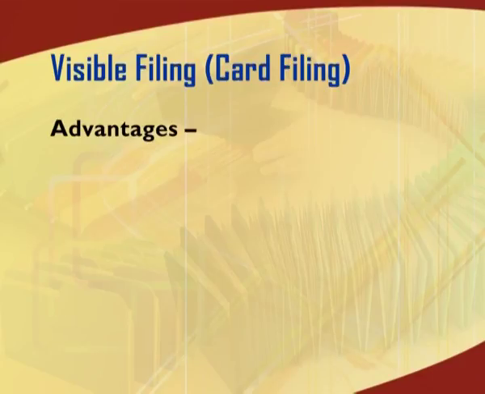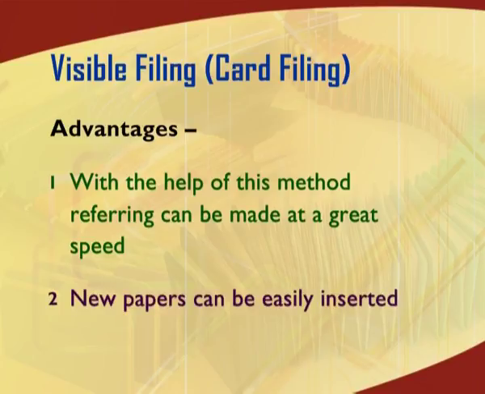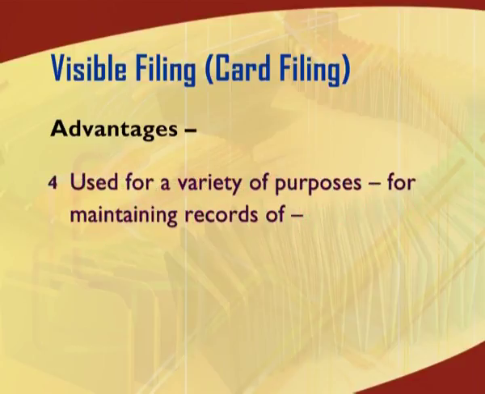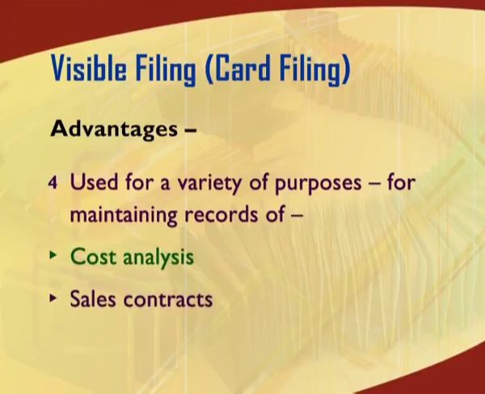Visible card filing equipment offers many advantages. With the help of this method, referring can be made at a great speed. Newspapers, etc., can be easily inserted. Instant attention can be drawn to vital information by using signals and tabs. It may be used for a variety of purposes, for example, for maintaining records of inventories, customers, suppliers, employees, shareholders, jobs in progress, cost analysis, sales contracts, etc. Visible card files may either be horizontal or vertical depending on the position in which cards are kept.